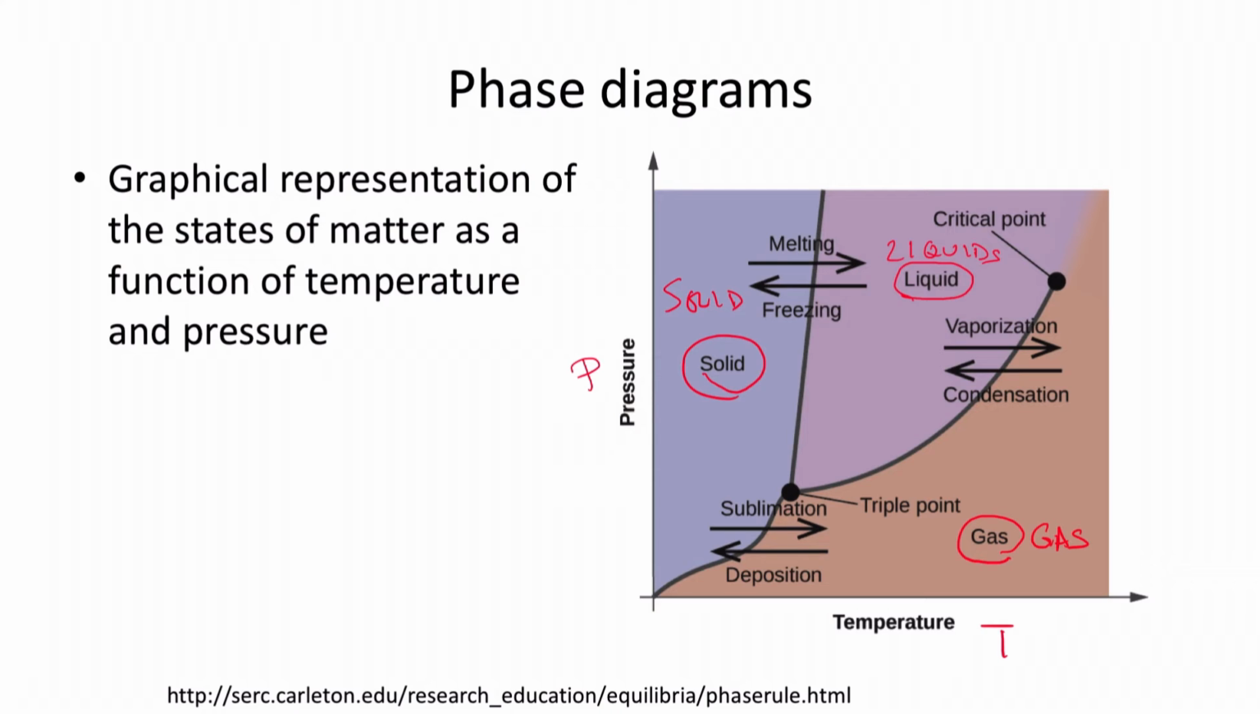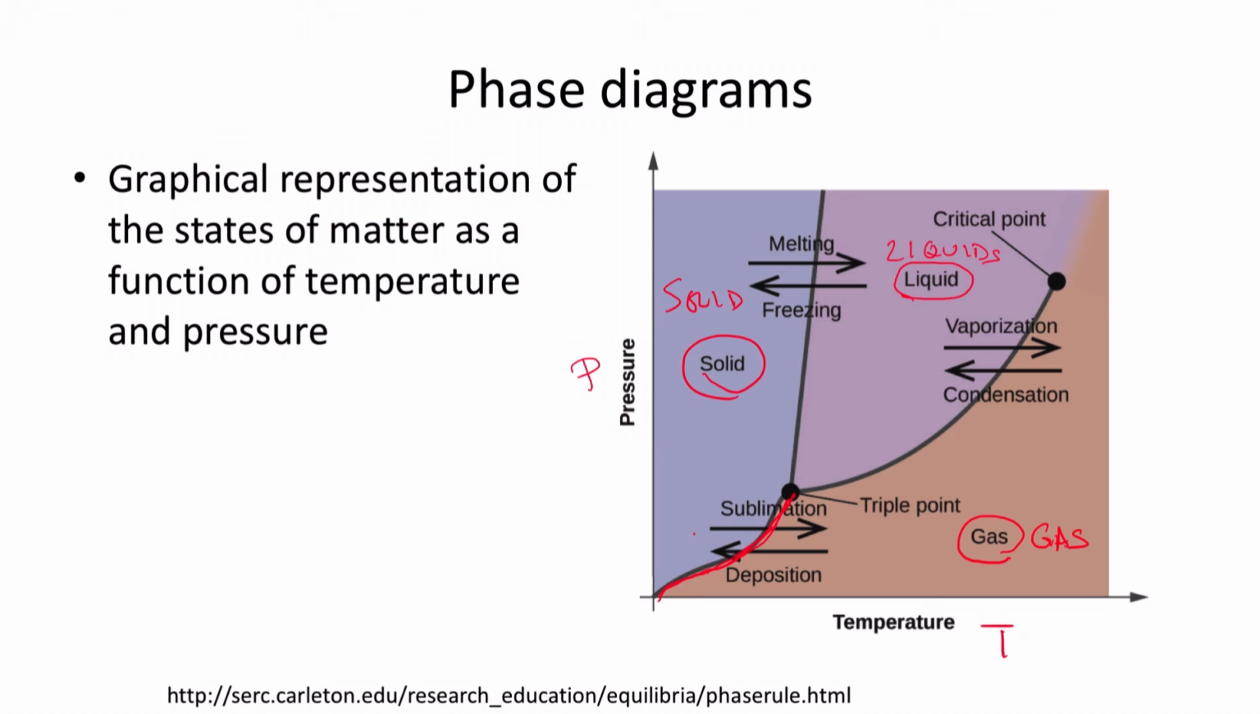Now, each of the boundaries here represents where I can have a transition from one phase to another. In other words, everywhere along this boundary, I can change between solid, which is on the left side, and gas, which is on the right side. So if I go straight from solid to gas without ever crossing liquid, this is called sublimation. But if I go in the opposite direction and go from gas directly to solid, this is called deposition.